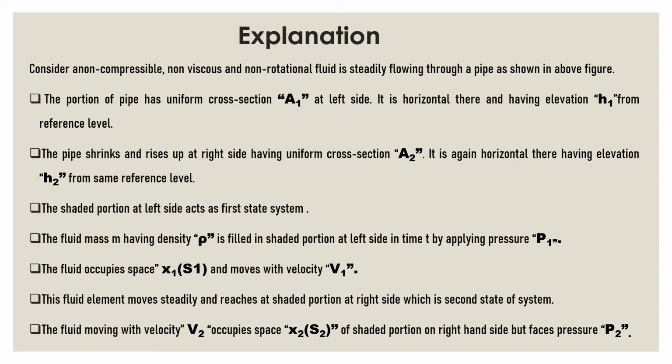The shaded portion at the left hand side acts as a first state system. The fluid mass m having density rho is filled in shaded portion at the left side in time t by applying the pressure P1. The fluid occupies space x1 that is shown in the picture with the S1 and moves with the velocity v1. This fluid element moves steadily and reaches the shaded portion at the right side, which is the second state of the system. The fluid moving with the velocity v2 occupies space x2 that is shown with the S2 in the figure of shaded portion on the right hand side, but it faces the pressure P2 that is in the opposite side.